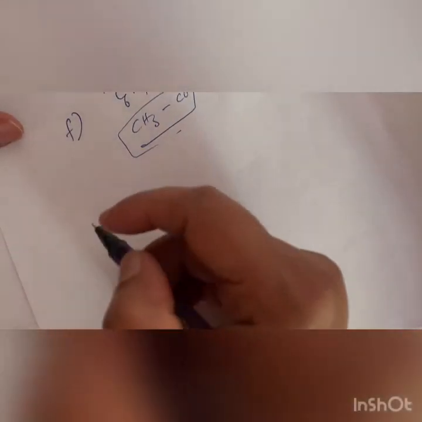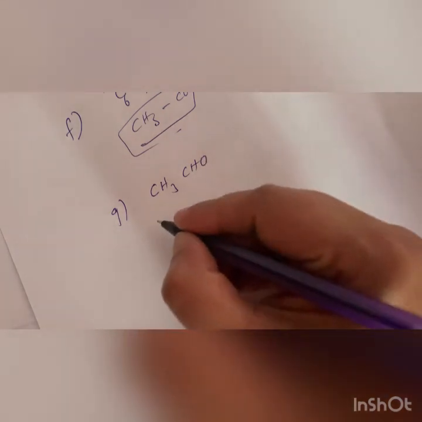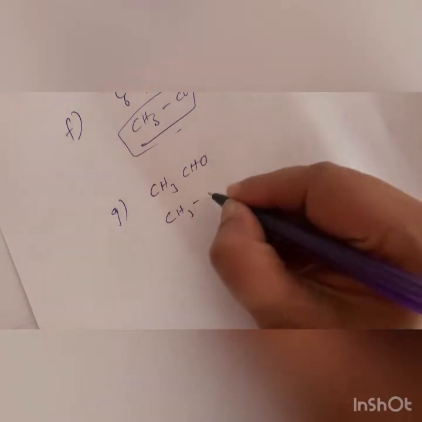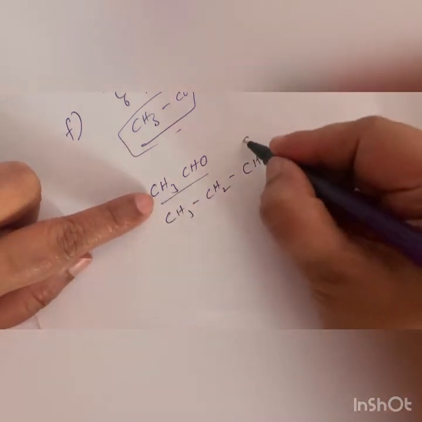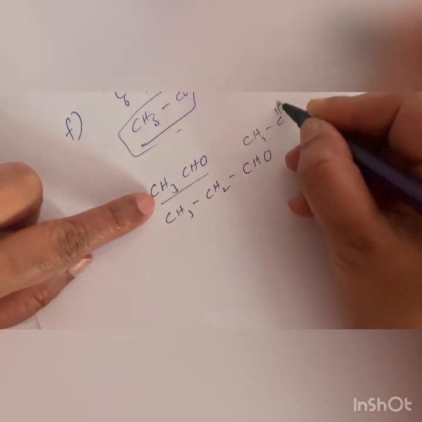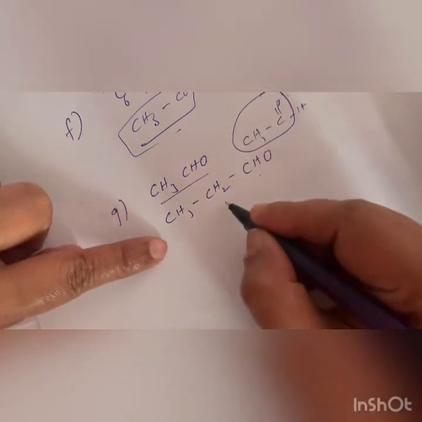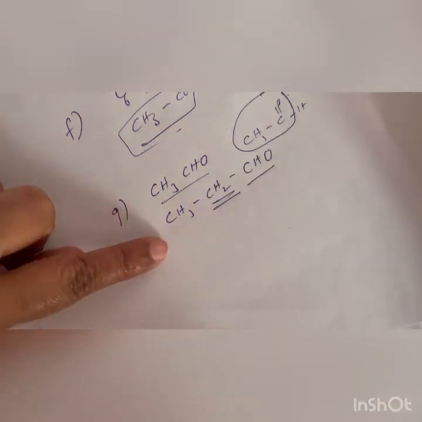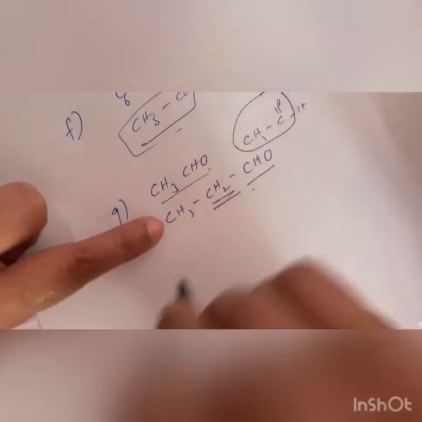Okay, next one is ethanal and propanal. What is ethanal? CH3CHO. And propanal? CH3CH2CHO. So you can see CH3 C double bond O, with H. This one will give the iodoform test and the other will not, because a CH2 group is attached to the carbonyl. So CH3CHO will give the iodoform test. This cannot give iodoform.